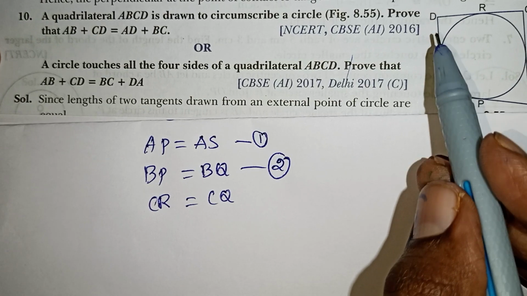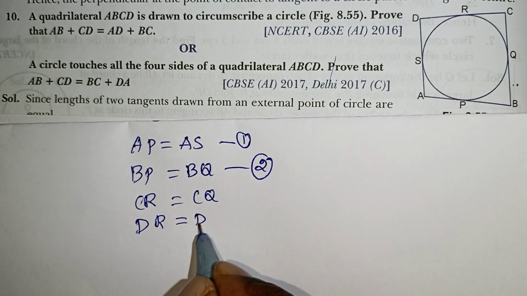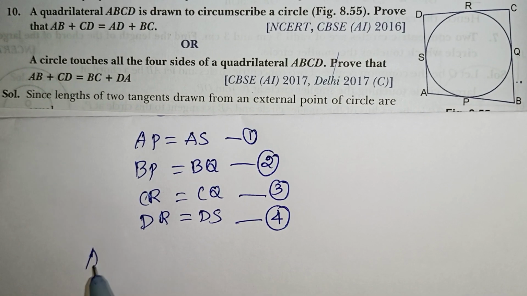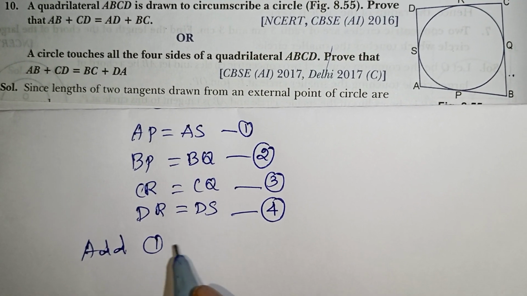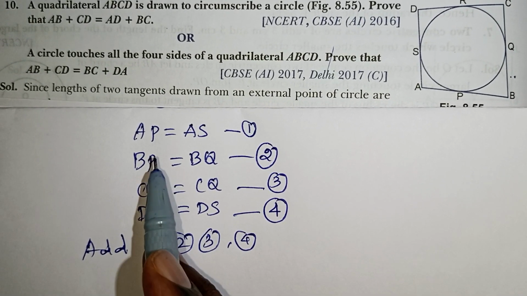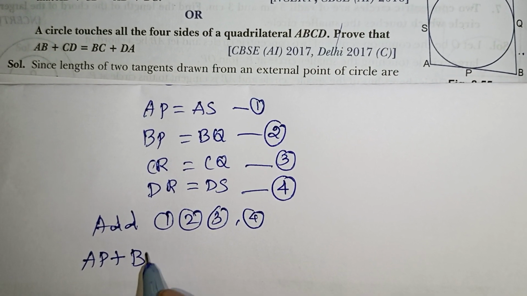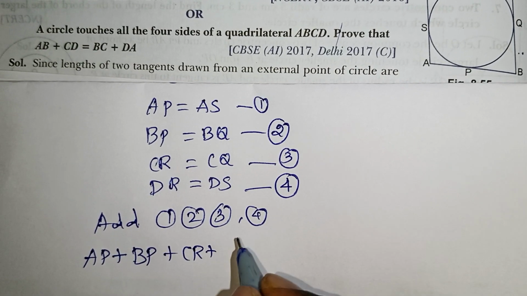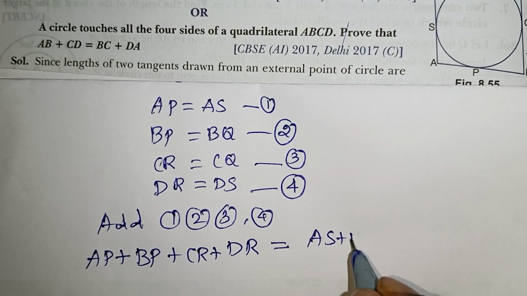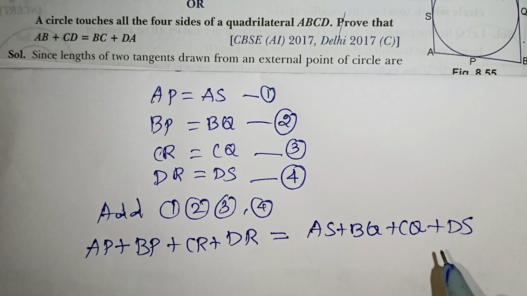Now for D, DR and DS also will be equal according to the same rule. So DR is equal to DS we have taken. So this is the third equation, this is the fourth equation. Now we are going to add all the four equations. So add 1, 2, 3 and 4. Adding the equations means all the left hand sides together and right hand sides together. So AP plus BP plus CR plus DR is the left hand side of my equation, and AS plus BQ plus CQ plus DS will be the right hand side of my equation.